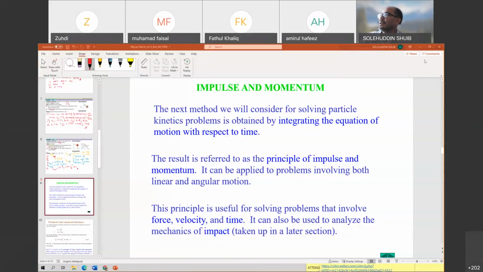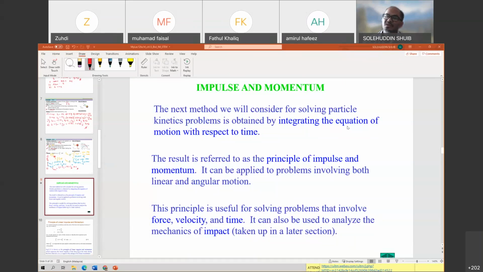The next one will look at the method. The next method we want to consider for solving particle kinetic problems is by integrating the equation of motion with respect to time. The result is referred to as the principle of impulse and momentum. It can be applied to problems involving both linear and angular motion. You can use this equation for linear motion and also for angular motion.